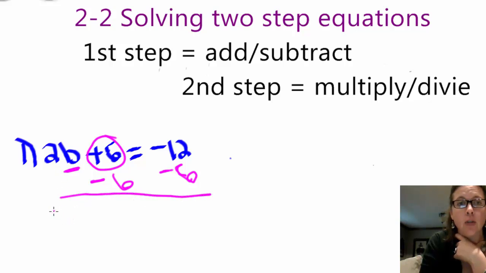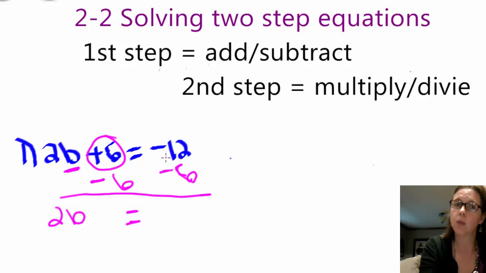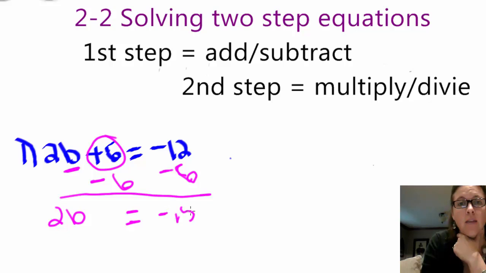Okay, so we still have 2b left. So we bring that down here. This is canceled. Positive 6 minus 6 is canceled to make 0. Equals, now this is negative 12 minus 6, or negative 12 plus a negative 6, so it's actually negative 18. If you need to plug that into your calculator, I'm fine with that.